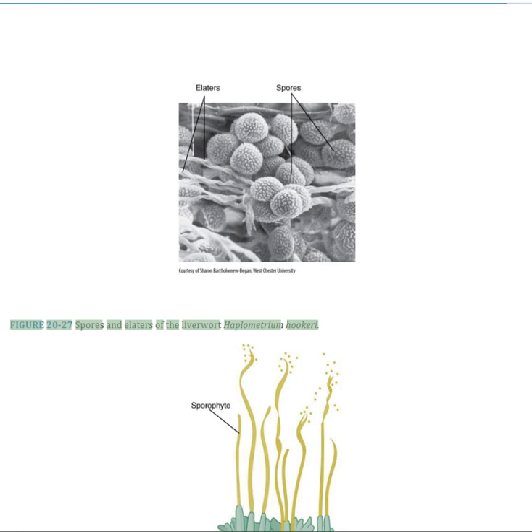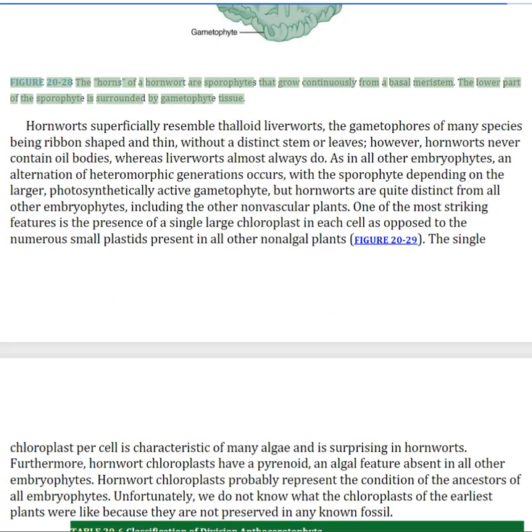Figure 20-27: Spores and elaters of the liverwort Haplometrium hookeri. Figure 20-28: The horns of a hornwort are sporophytes that grow continuously from a basal meristem. The lower part of the sporophyte is surrounded by gametophyte tissue.